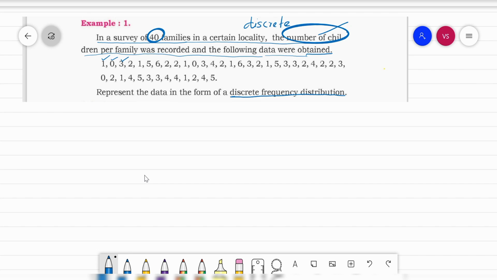So for example, number of children, number of goals scored by a football player, number of accidents happening in a city, number of suicides in a city, number of telephone calls a receiver will receive. All these kinds of variables by nature will never be expressed in decimal form. So that is what we have here, students.